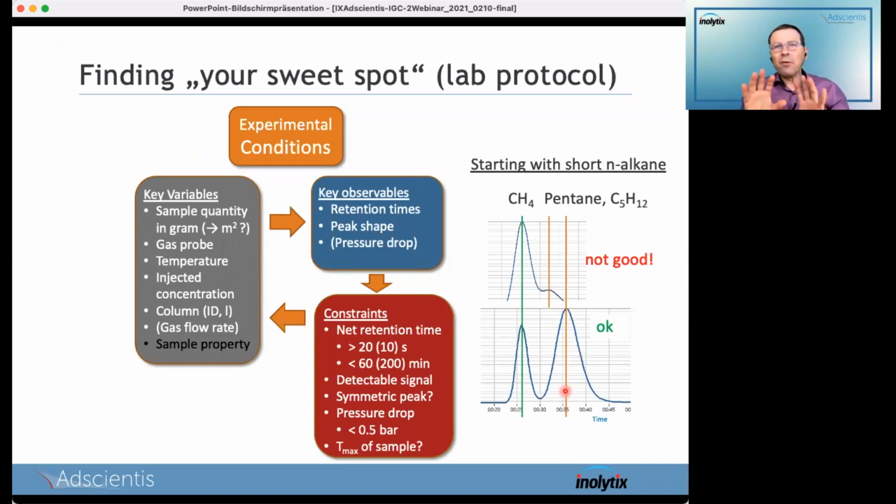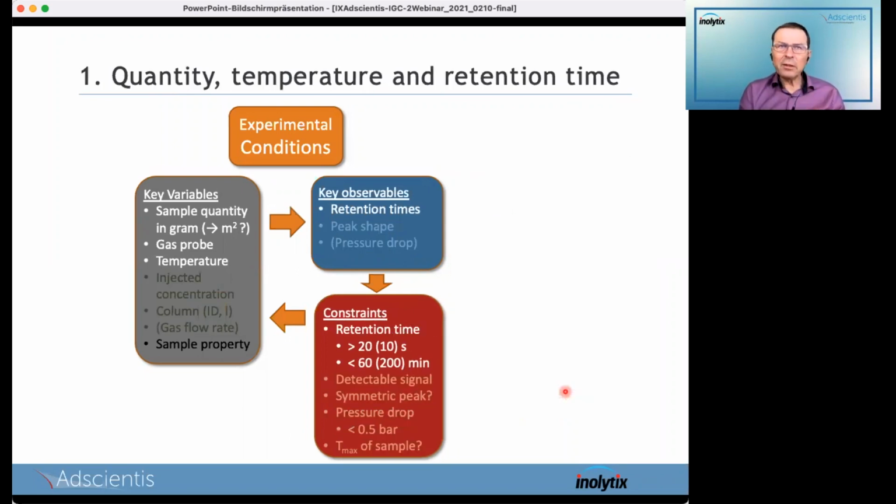Now I have three views which I would like to use to explain this overall scheme to get to your lab protocol. The first one is the quantity of your sample in the column, the temperature and the retention time. So how do they correlate to each other? In practice, we can employ 50 milligrams to 3 grams. So that's a practical range. And the temperature between 25 degrees and up to 200 degrees.